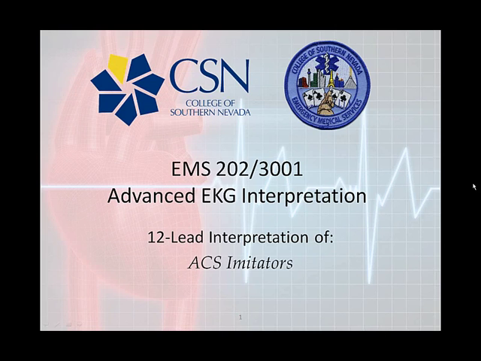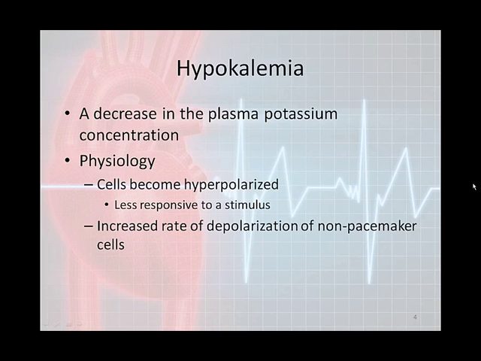In this presentation today, we're going to cover different acute coronary syndromes of 12-lead interpretation. Not all of these are going to be true ACS imitators. There just might be some different deflections on the EKG that might not look like an ACS, but we're going to talk about the different problems that you can have that may actually throw off your interpretation. The first one I'm going to talk about is hypokalemia.